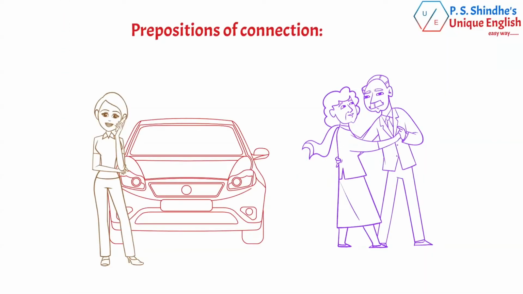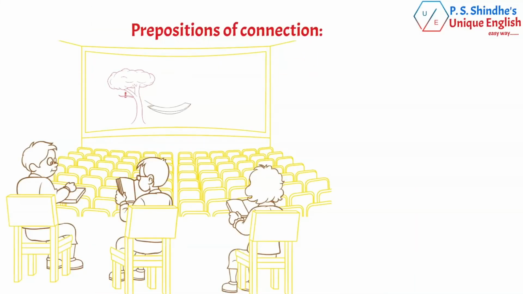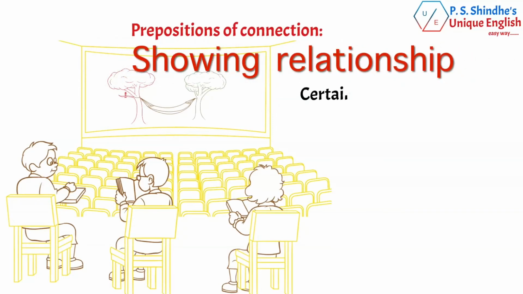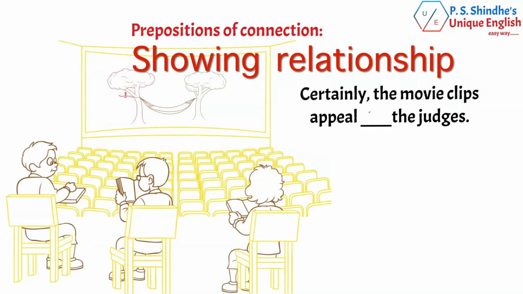Prepositions of connection. To, of, and with are common prepositions of connection. As prepositions of connection, they show relationship, possession, or accompaniment. Relationship, as in: certainly, the movie clips appeal to the judges. Here the relationship between the movie clips and the judges is made clearer with the preposition to. Therefore it functions as a preposition of connection.